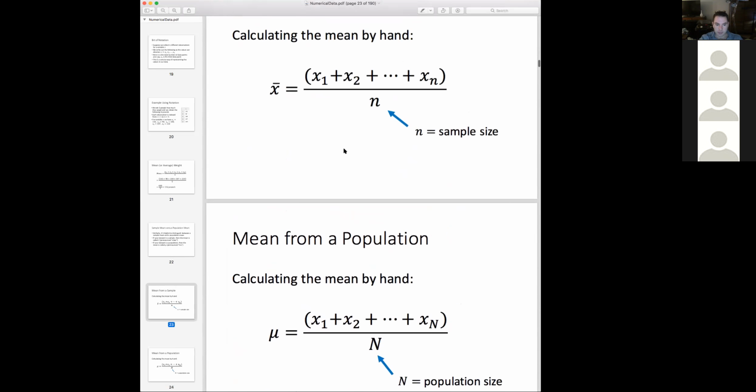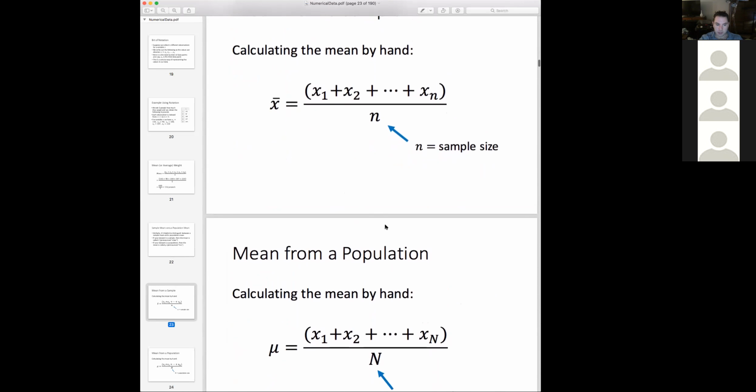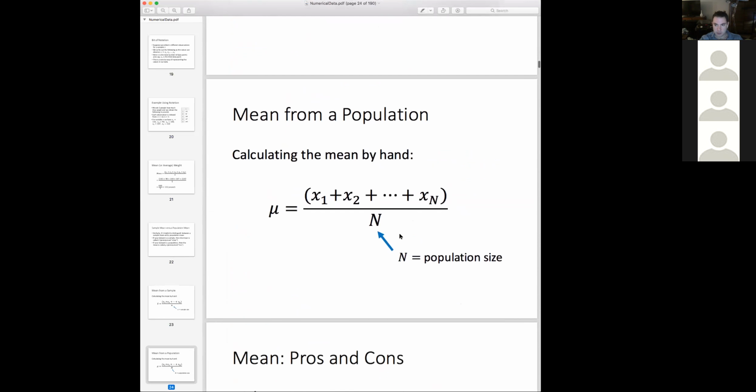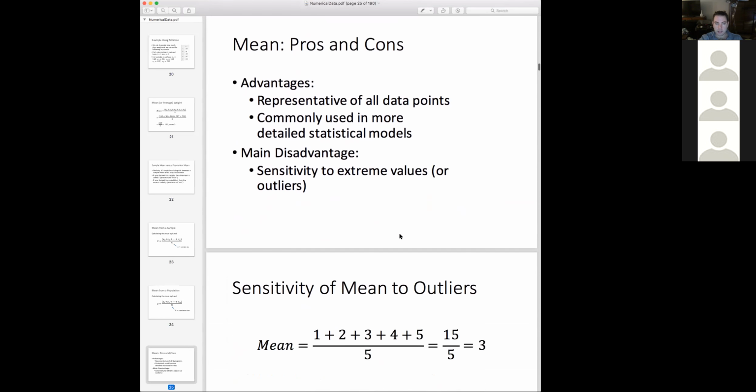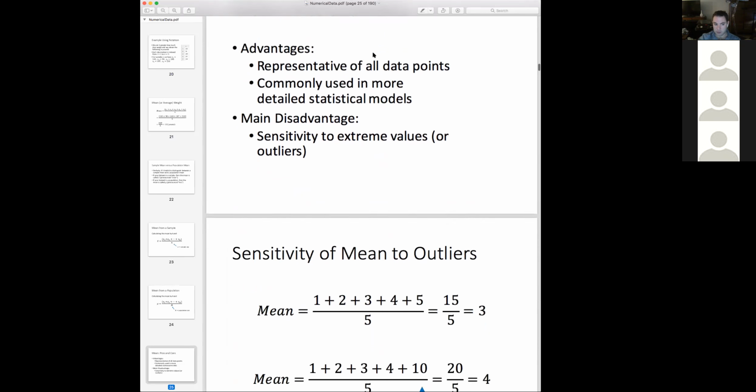It's the same calculation for the mean from a sample and from a population. Just note that our notation changes from x bar to mu, and little n to big N to represent the population size. There are pros and cons for using each of these different measures of location. For the mean, the advantages are that it represents all the data points and it's commonly used in statistical models and calculations. The disadvantage is that it's sensitive to extreme values or outliers.